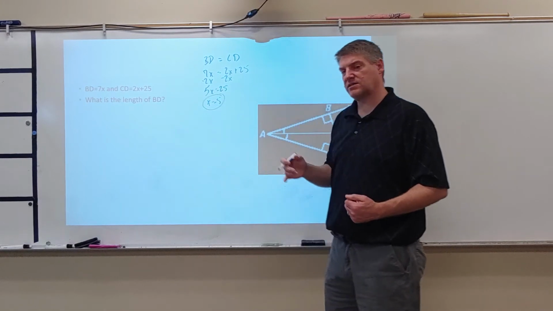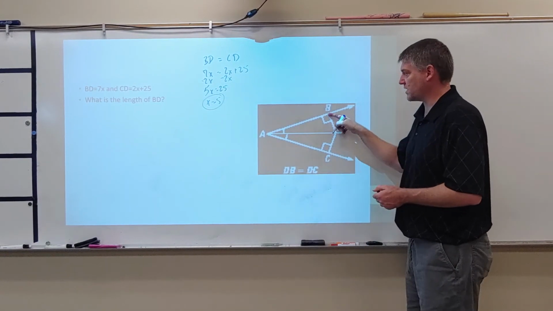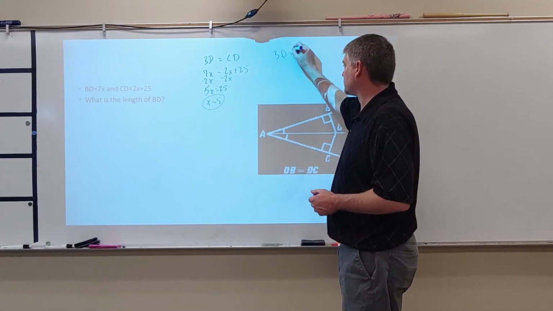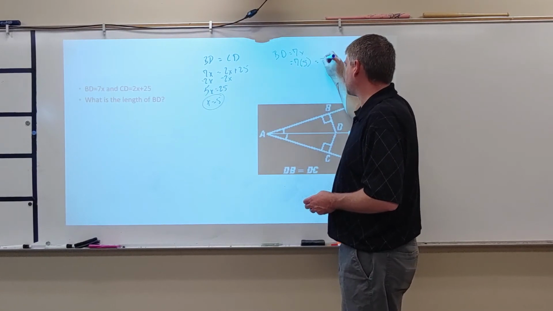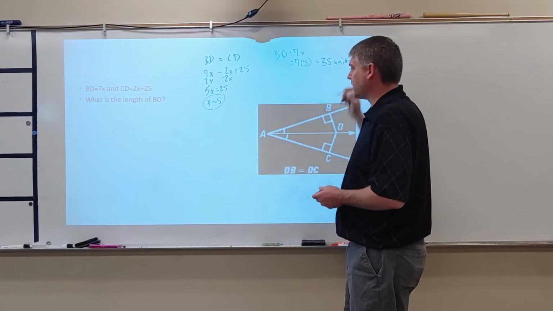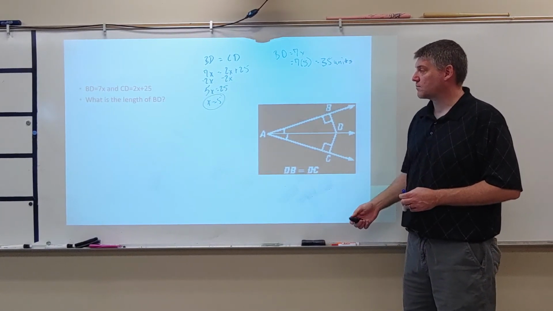Once again, it's not asking for the value of x, but it's asking for the length of BD. So BD is equal to 7x, which equals 7 times 5, which is 35 units. Okay? So make sure you are finding what the question is asking for.